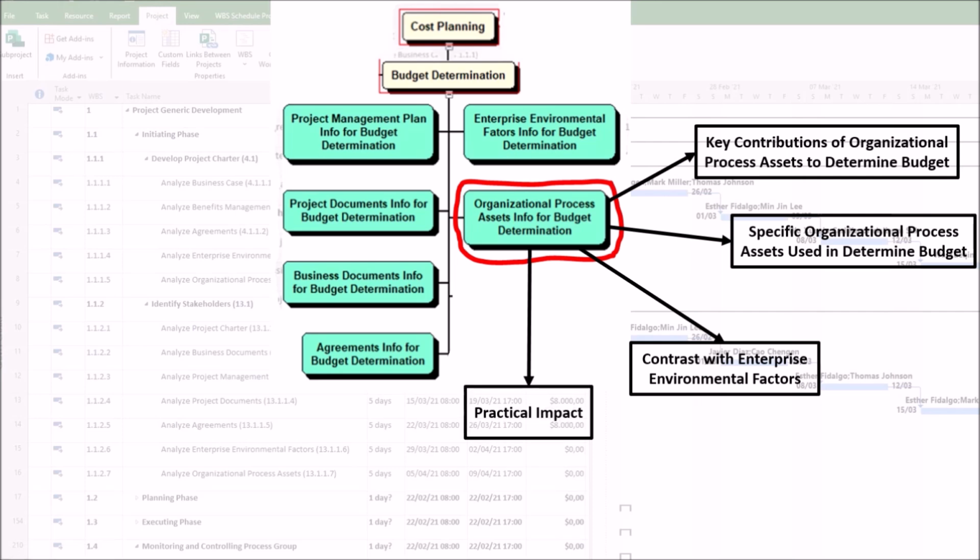4. Practical impact. Projects leveraging organizational process assets effectively, first, reduce planning time by reusing validated templates. Second, enhance accuracy through historical benchmarks. Third, improve stakeholder trust with standardized reporting.